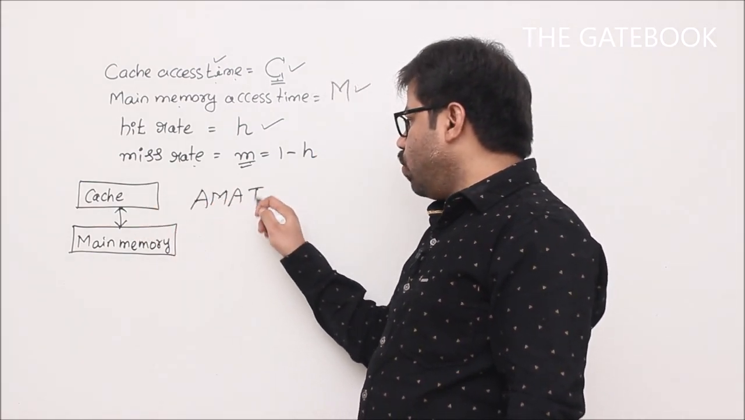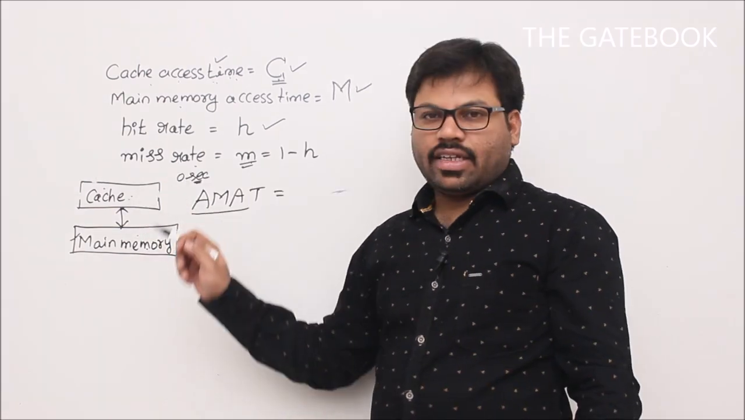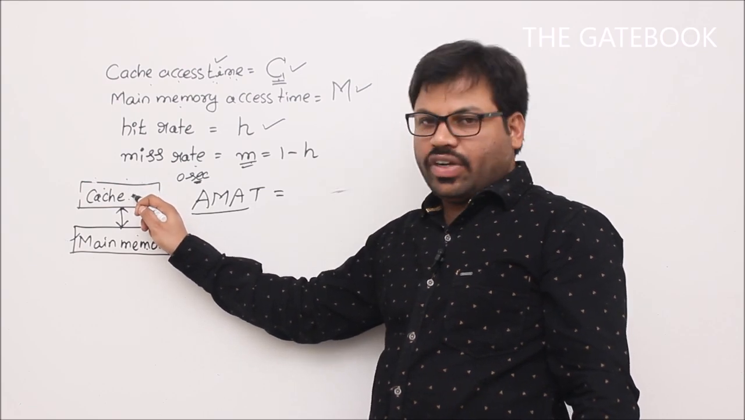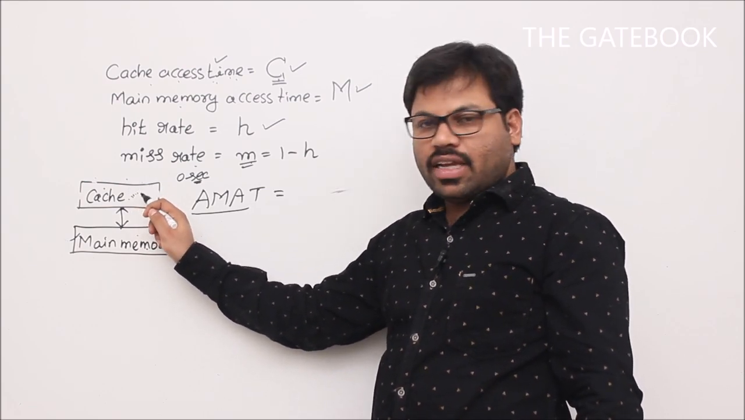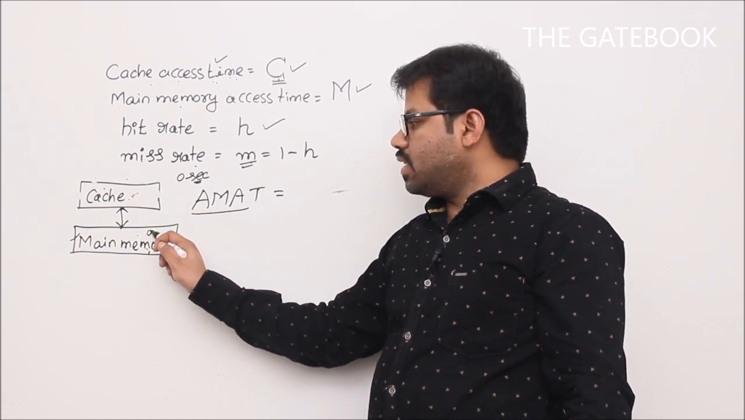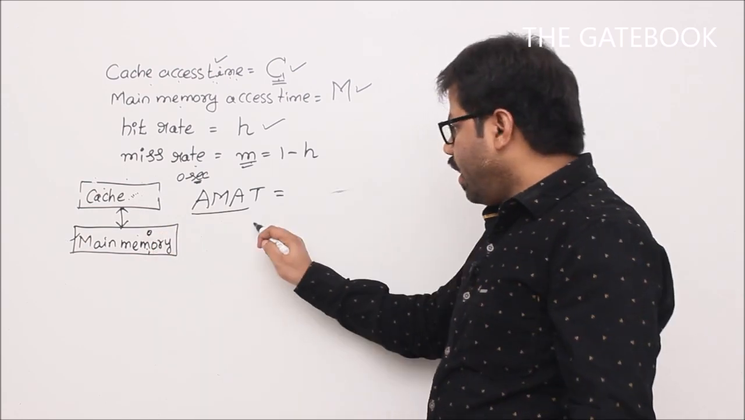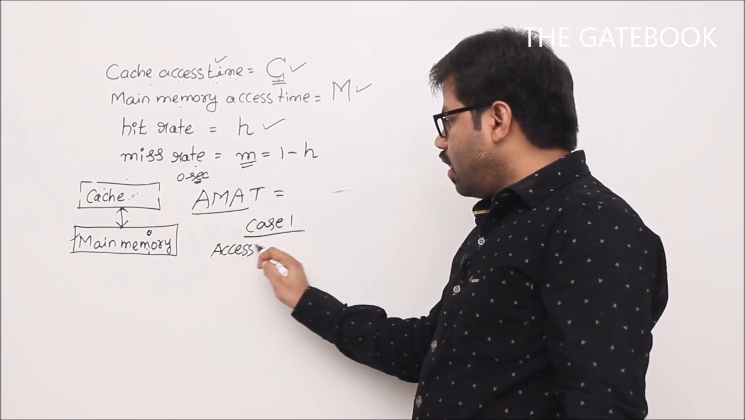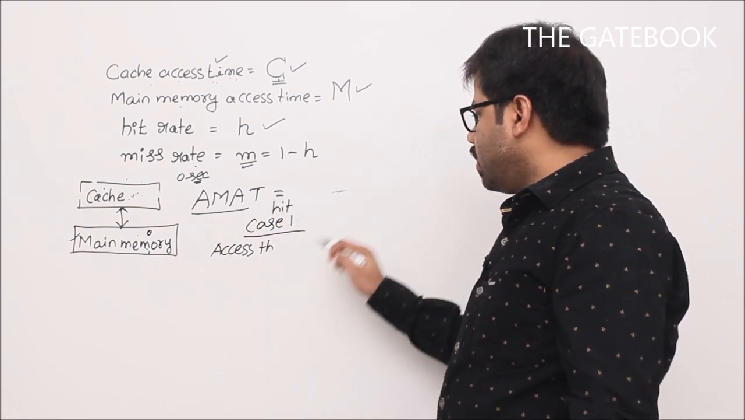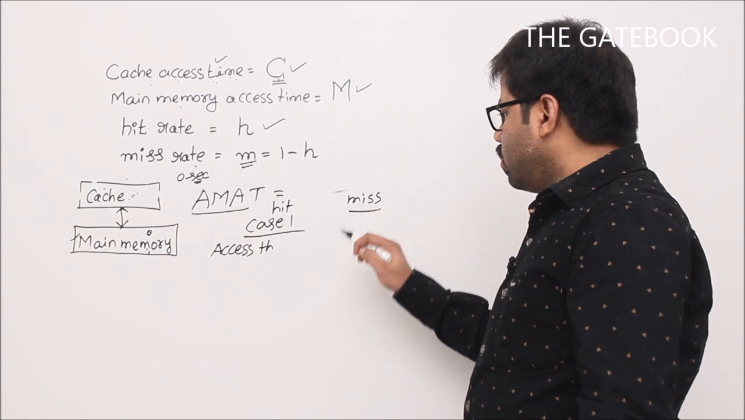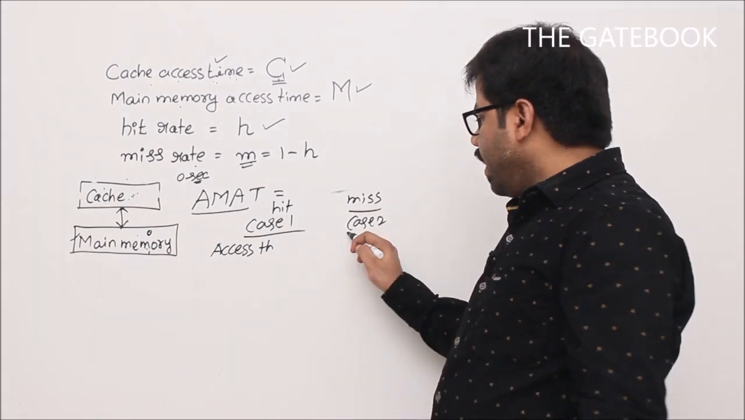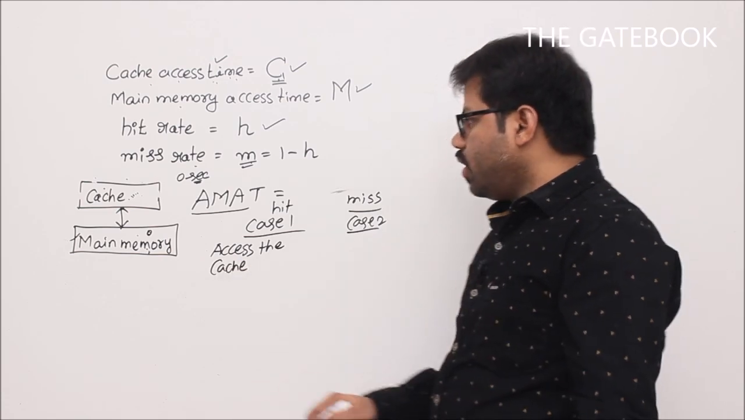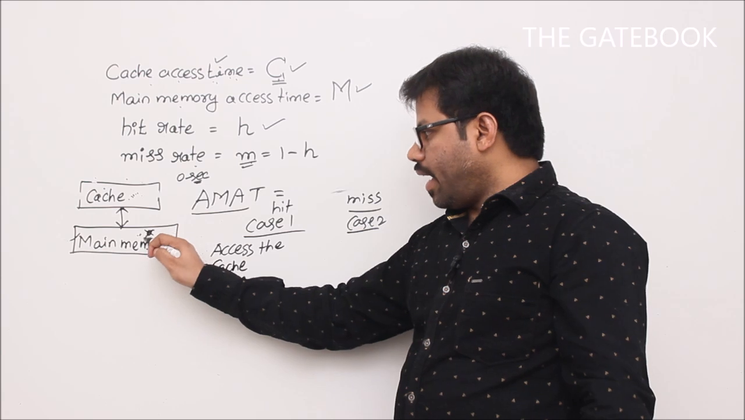Again, first understand the story, how we get the data. So this is your cache, right? First of all, we check in the cache. If data is available in the cache, then we take it. If data is not available in the cache, then we come here and access the main memory, correct? So case 1, case 2. Assume that case 1 is a hit. The second one is a miss, so case 2. In case number 1, access the cache. In case number 2, you go to the main memory and access the main memory.